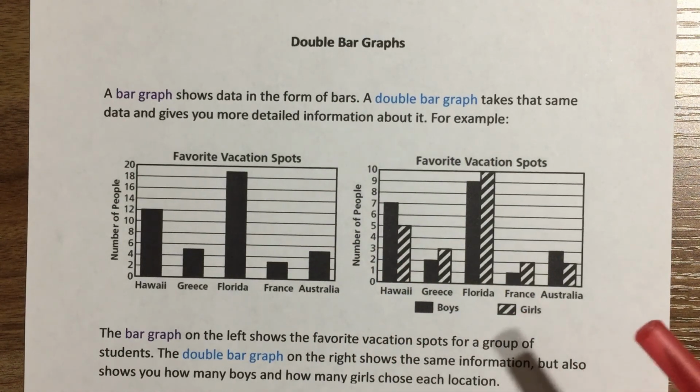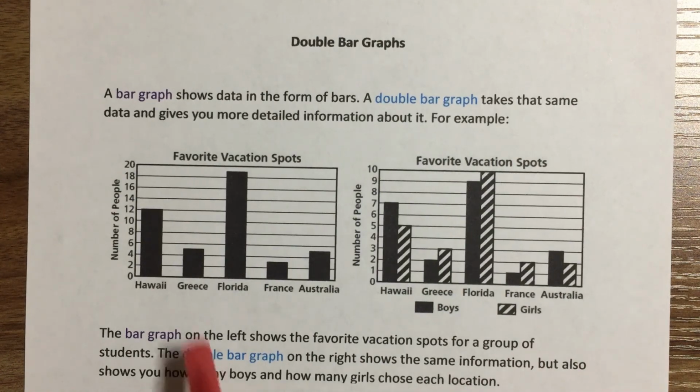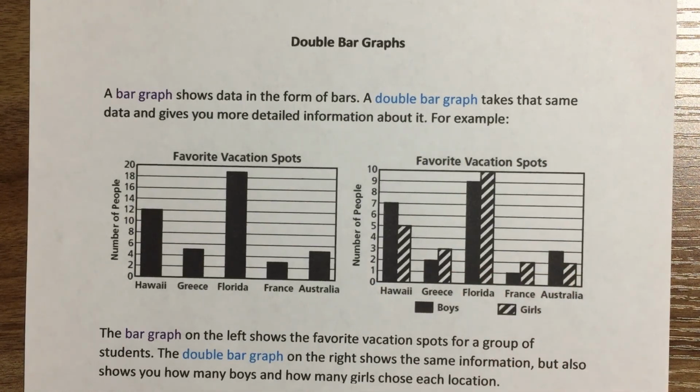7 plus 5 is 12, which gives us the same number we had over here. It just tells me more information about that bar. Same with Greece. We have 2 boys that chose Greece and 3 girls that chose Greece. Does that add up to the 5 we had over here? It certainly does. Same thing for Florida, France, and Australia.